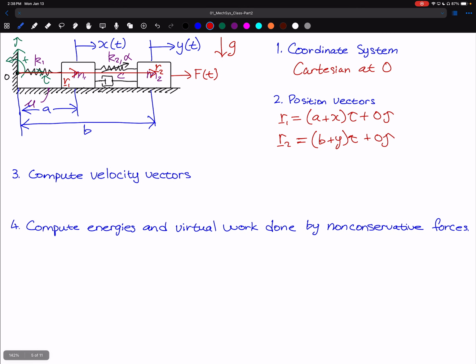We're going to take time derivatives of these position vectors to compute the velocities. We're going to find that R1 dot is equal to x dot I, R2 dot is equal to y dot J. So this is a type of system where you can skip the kinematics because it's a rectilinear motion in a single direction. For the next example problem, it's one where you won't be able to skip kinematics. You'll need to understand that.